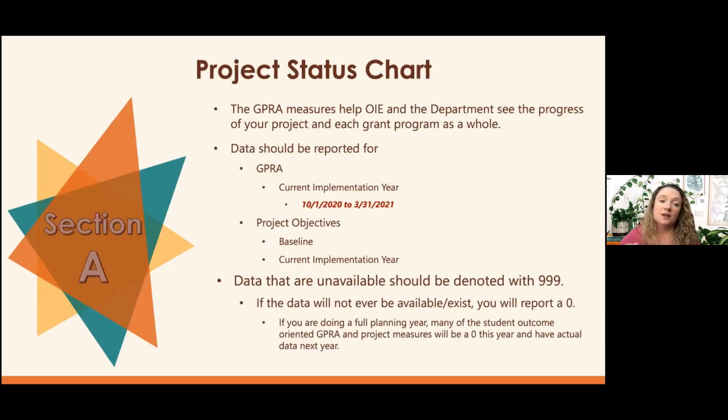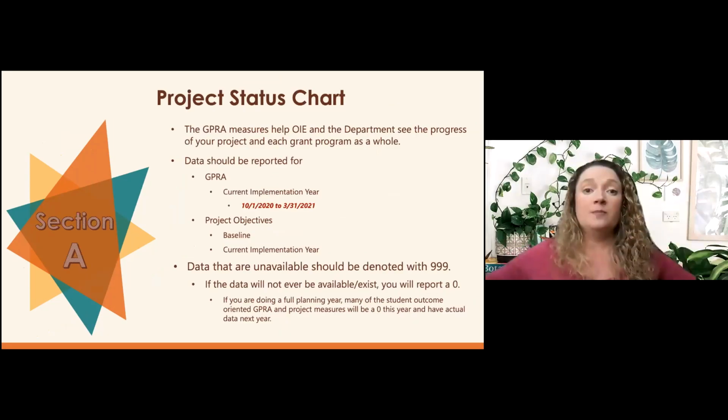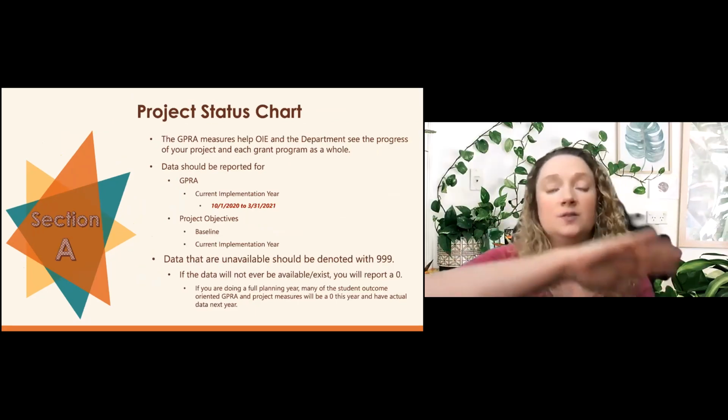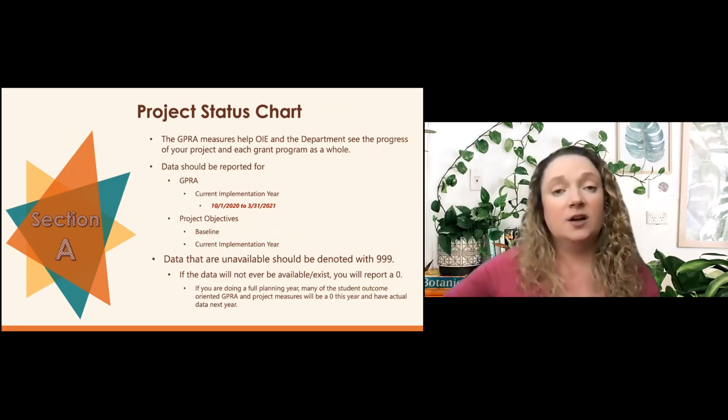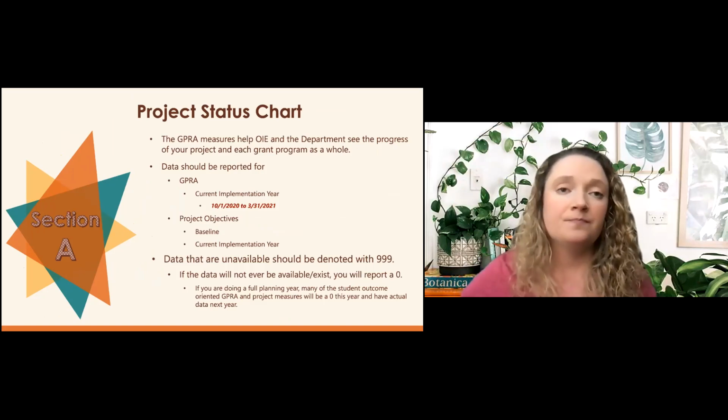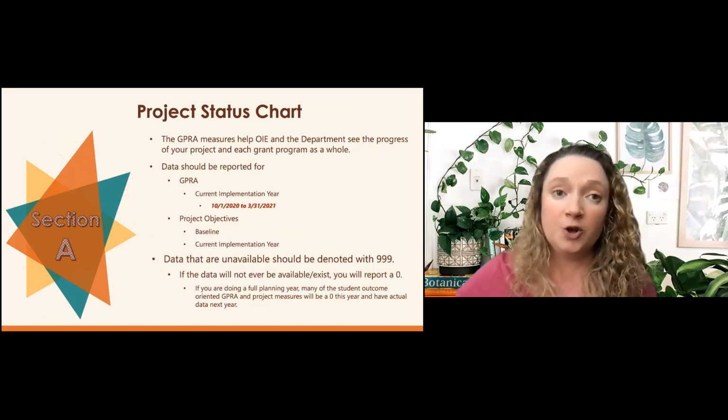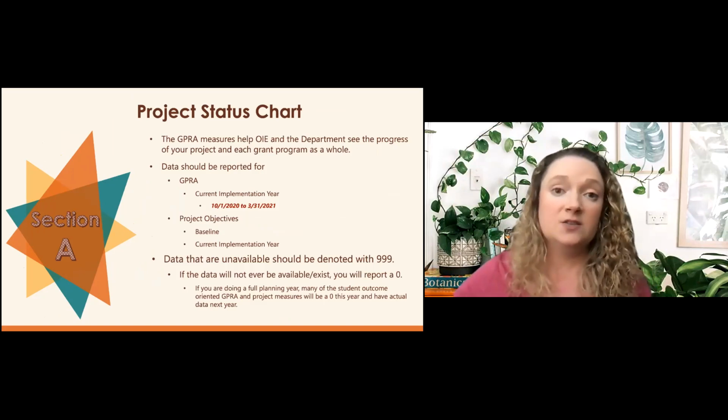So the GEPRA measures are what really help OIE and the department see the progress of not just your project, but the grant program as a whole. Since all 40 ACE grantees are reporting on those GEPRA measures, it allows that overarching look at the entire ACE program. I want to talk about what you're going to be reporting as far as time period.